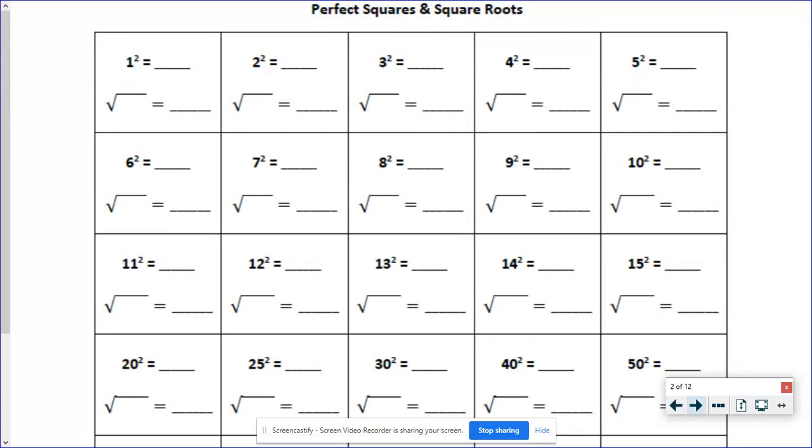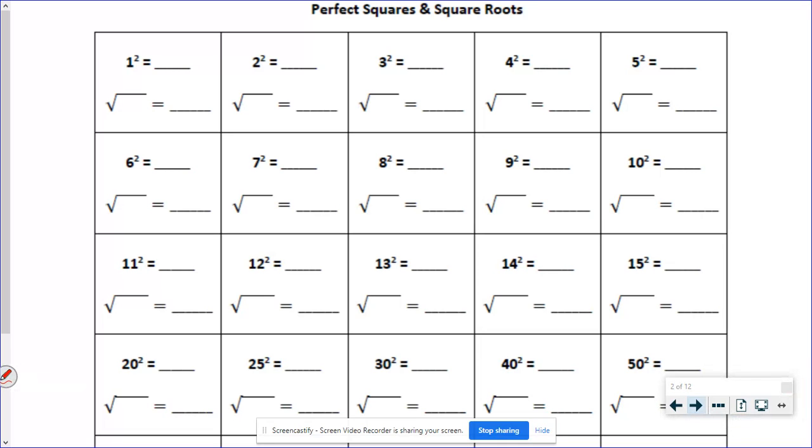Now, I'm going to go pretty quickly on this, so feel free to pause it if you need to, but also know that the completed chart is in Schoology, so you can just look at that if you want to go through these and get them done on your own.